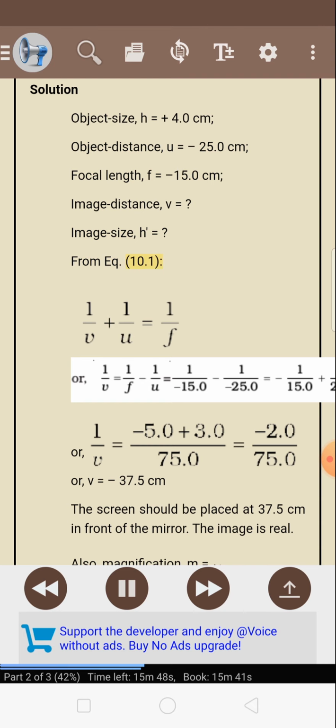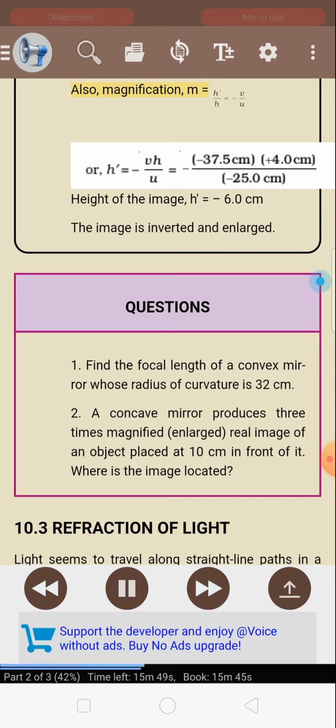From Eq. 10.1, v equals minus 37.5 centimeters. The screen should be placed at 37.5 centimeters in front of the mirror. The image is real. Also, magnification m equals minus 1.5. Height of the image h' equals minus 6.0 centimeters. The image is inverted and enlarged.